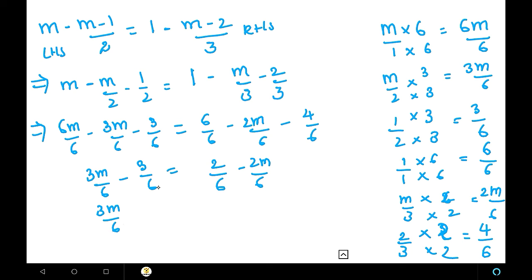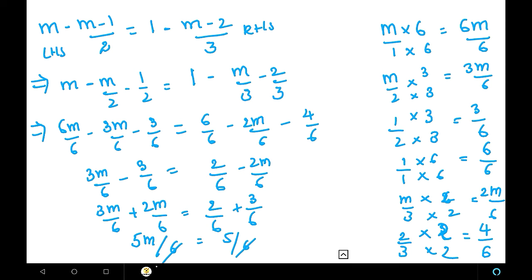3m by 6. In RHS, 2m by 6 is having minus sign. When it comes to LHS, it will be the plus sign. That will be plus 2m by 6. In LHS, 3 by 6 has minus sign. When it goes to RHS, it will be the plus sign. So 3 by 6. That will be 5m by 6. That will be 5 by 6.